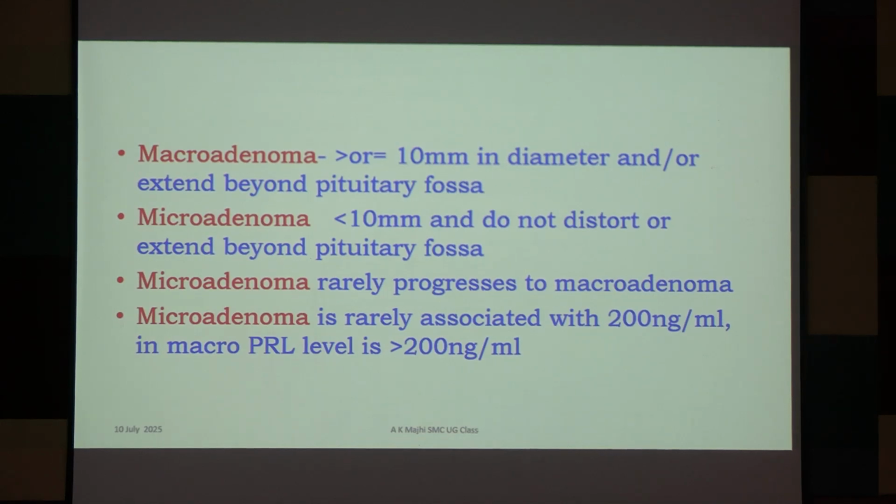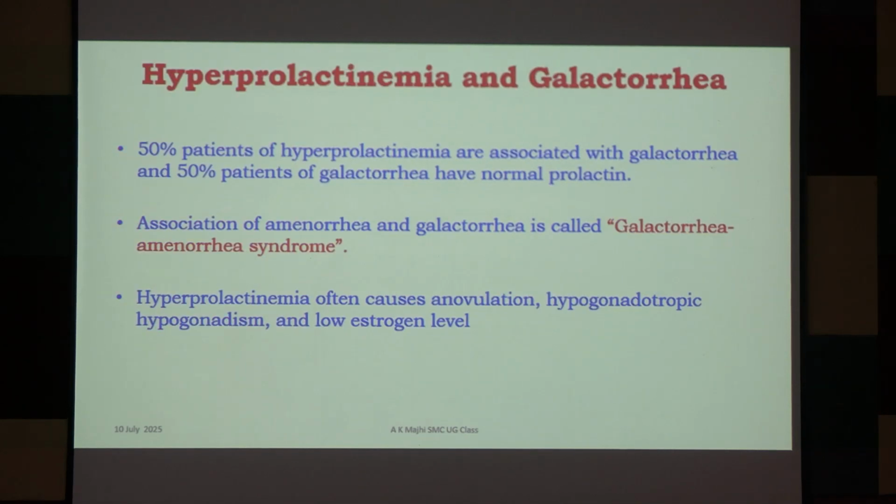Macroadenoma, microadenoma: macroadenoma is more than 10, and microadenoma less than 10 millimeter. And microadenoma rarely progresses to macroadenoma. Microadenoma is rarely associated with prolactin of 200 nanogram per milliliter.